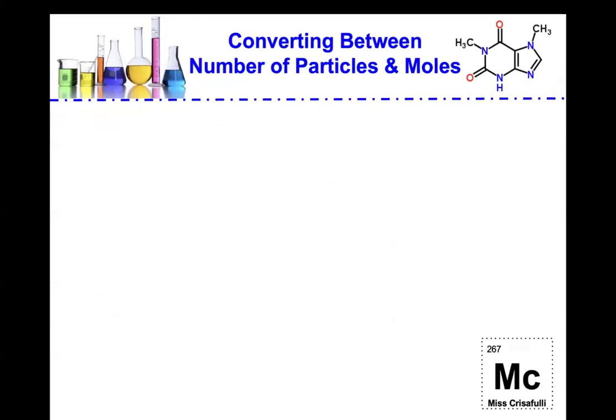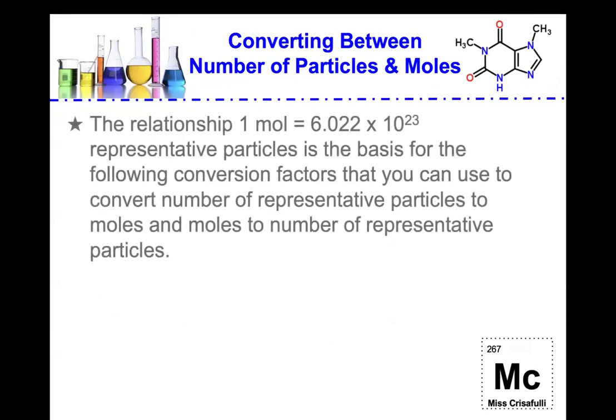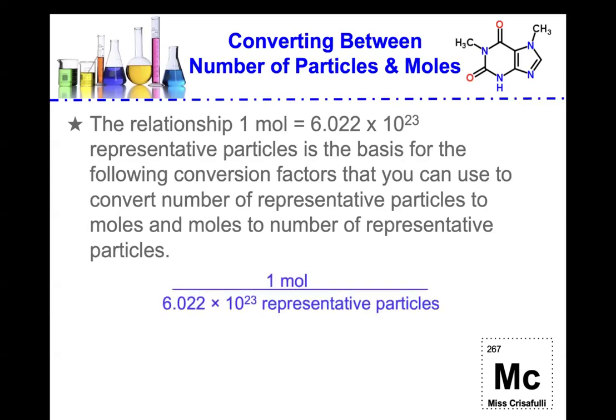So to convert between the number of particles and moles, this relationship for 1 mole is equal to 6.022 times 10 to the 23rd. Representative particles will be the basis for the following conversion factors that you can use to convert the number of representative particles to moles, and from moles to the number of representative particles. So this is the conversion factor, which will be incredibly important for you to use. 1 mole is equal to 6.022 times 10 to the 23rd representative particles.